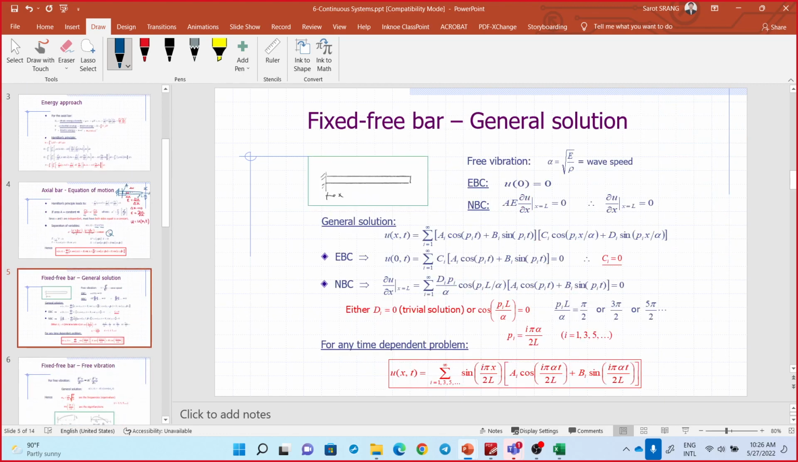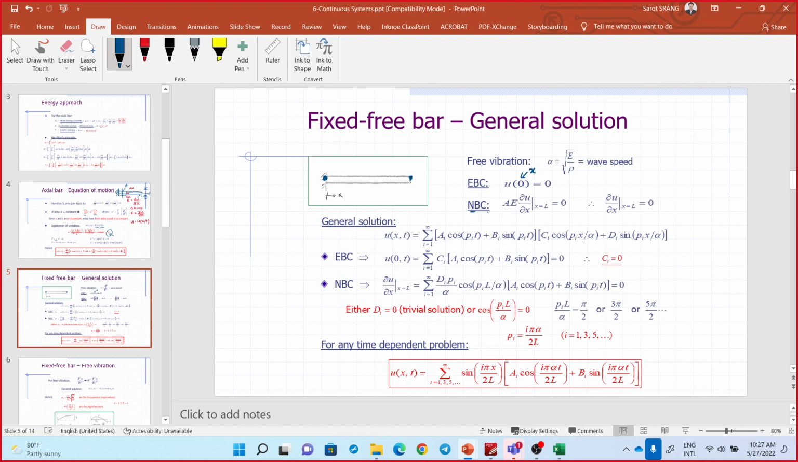And then we can use the so-called boundary conditions. So EBC is the boundary condition for this point, and NBC is the boundary condition for this point. Okay, so at this point, at h equal to 0, so this 0 is from h, at h equal to 0, the displacement is always 0.